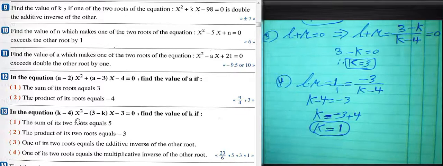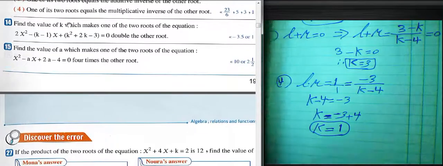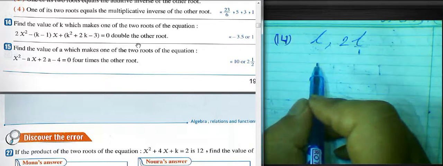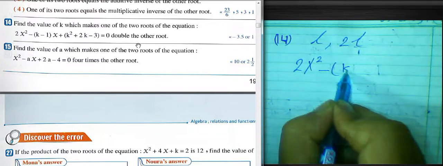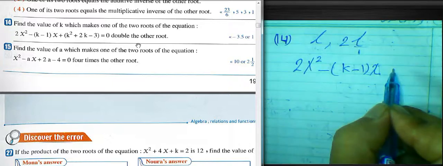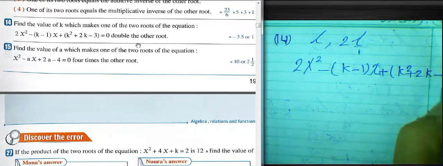Question number 14. Find the value of k which makes one of the two roots of the equation double the other root. Double the other root means the first is L and the second will be 2L. In this equation we have 2x power 2 subtract (k subtract 1) multiplied by x plus k power 2 plus 2k minus 3 equals 0.